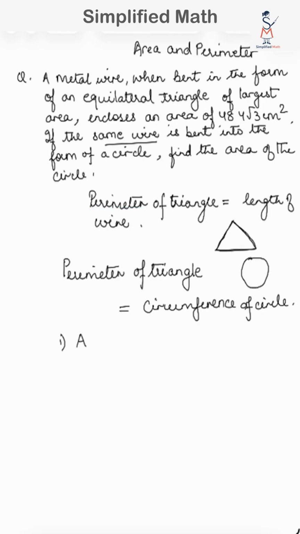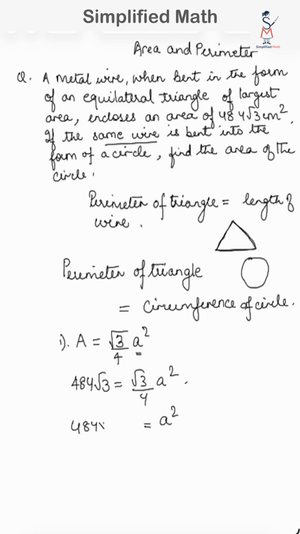Now, first we will find the area. What is the area of the equilateral triangle? Root 3 by 4 a square, where a is the side. So area 484 root 3 is equal to root 3 by 4 a square. So now we will find a from this, that is the side. 484 into root 3 goes down and 4 comes up. Now a square is 484 into 4.